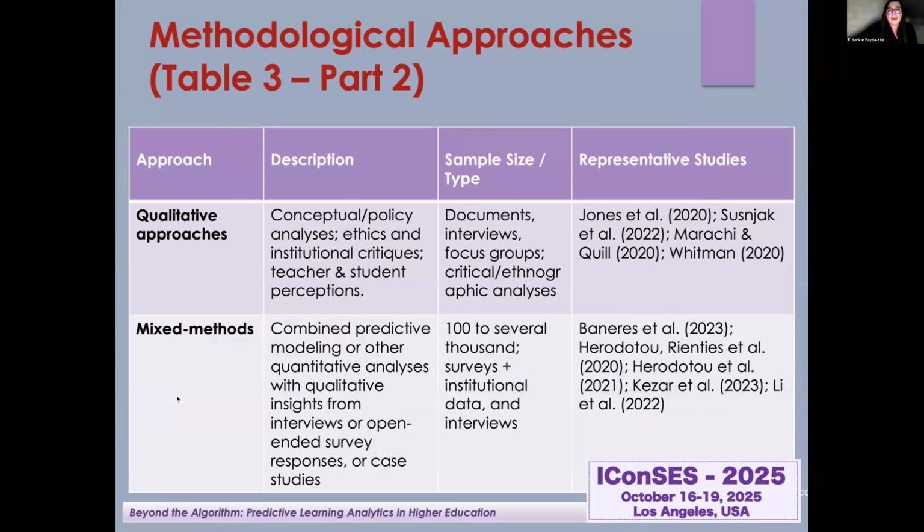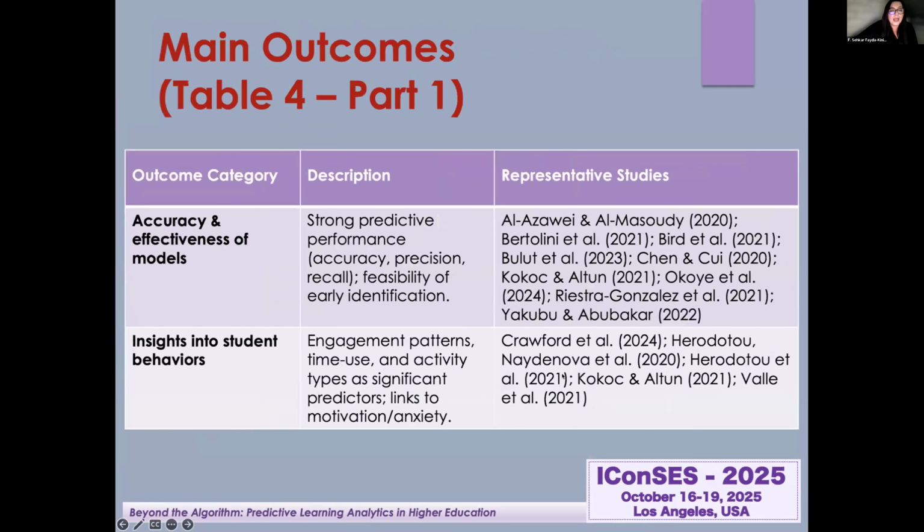We can also see qualitative approaches like document analysis, interviews, or focus groups, where teacher and student perceptions were also analyzed. And the last category for this research question is mixed methods, as you may guess. These combine predictive models or other quantitative analysis with qualitative insights. And these are the studies including a mixed method approach.